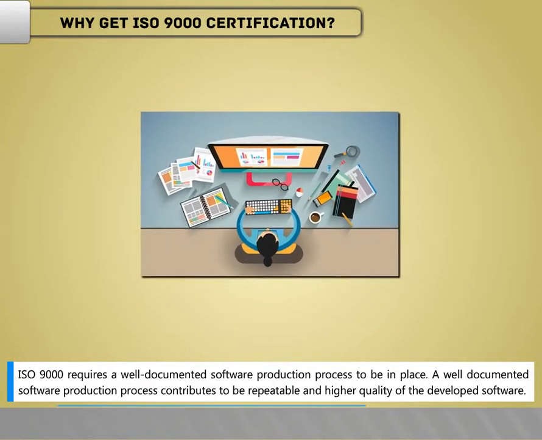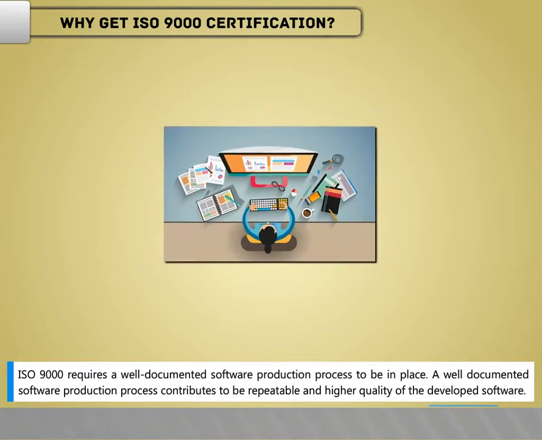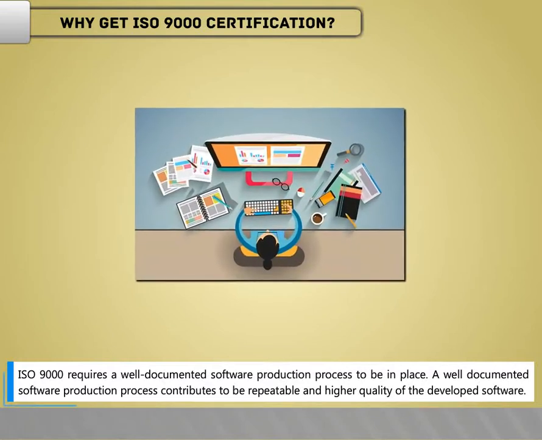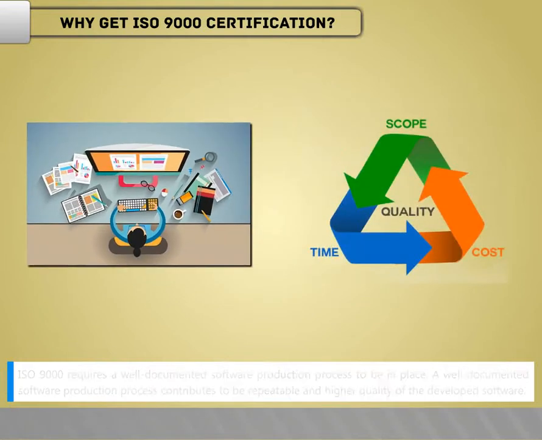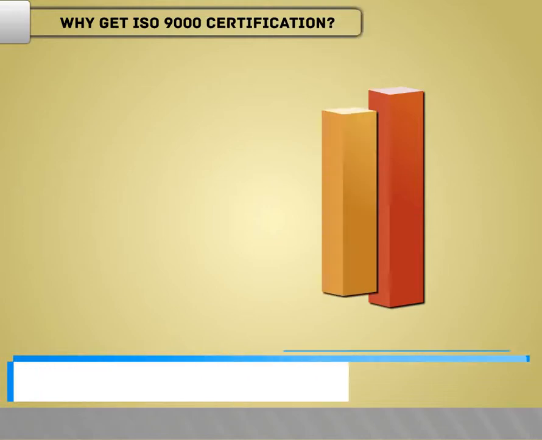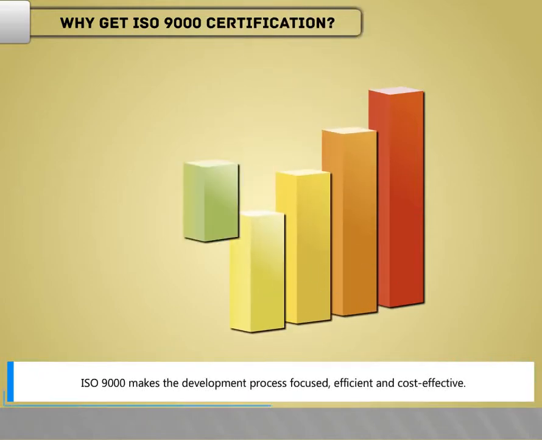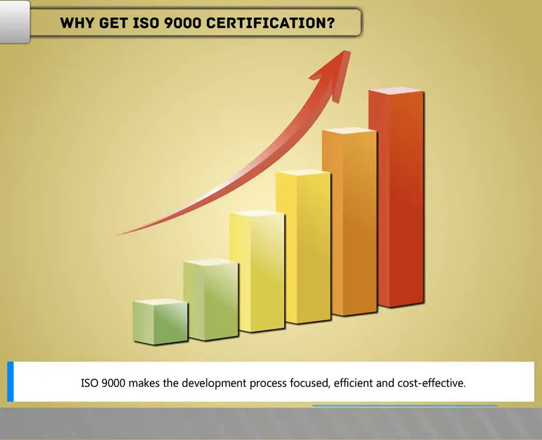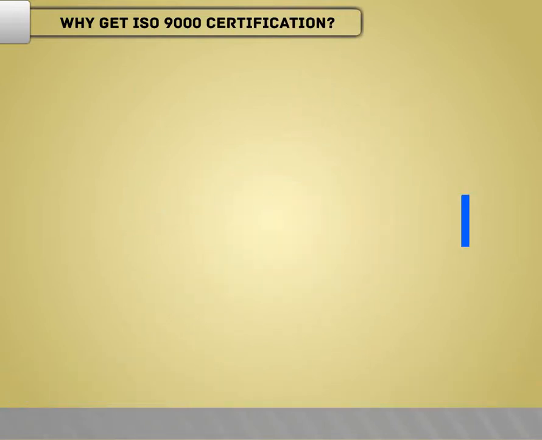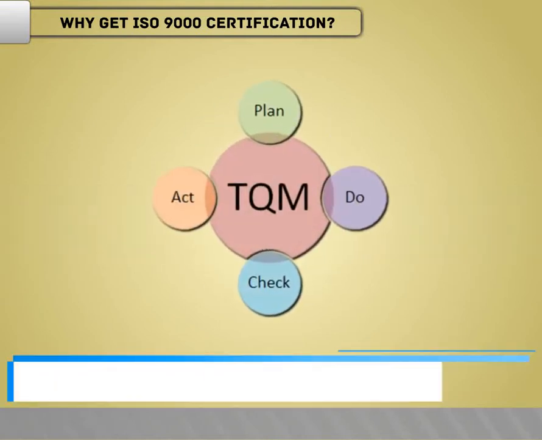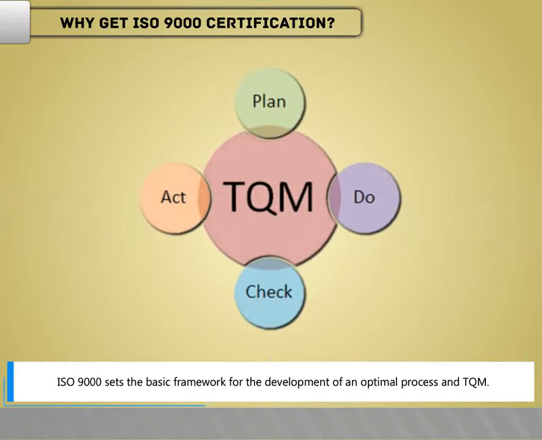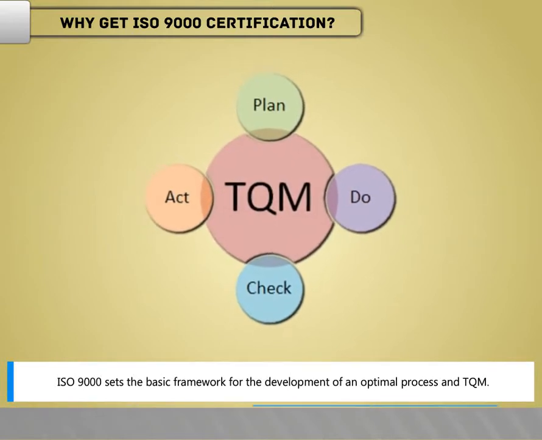ISO 9000 requires a well-documented software production process to be in place. A well-documented software production process contributes to repeatability and higher quality of the developed software. ISO 9000 makes the development process focused, efficient, and cost-effective. ISO 9000 certification points out the weak points of an organization and recommends remedial actions. ISO 9000 sets the basic framework for the development of an optimal process and TQM.